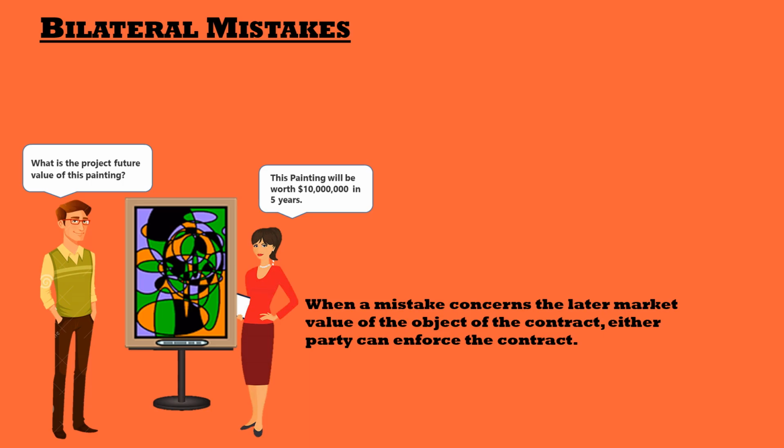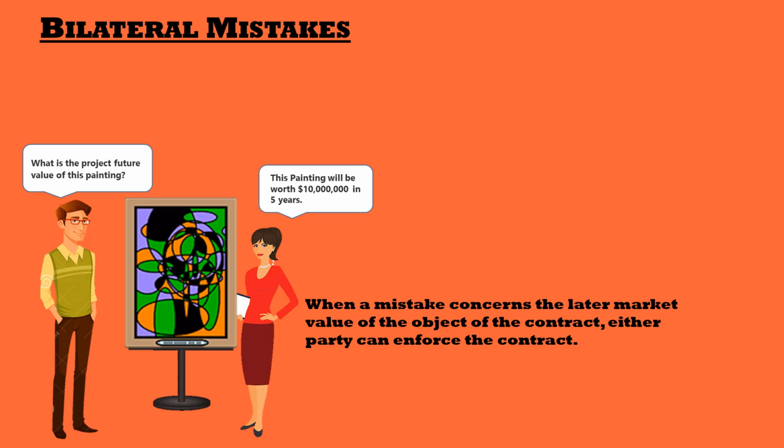When a mistake concerns the latter market value of the object of the contract, either party can enforce the contract. In the example, the buyer says, "What's the future value of this painting?" The seller says it'll be worth $10 million. So they both think it's a pretty good deal. They think it's going to go up in value. If, in fact, in 5 years, it's not worth $10 million, too bad. He could not get out of the contract.